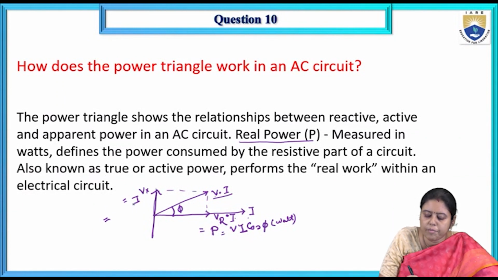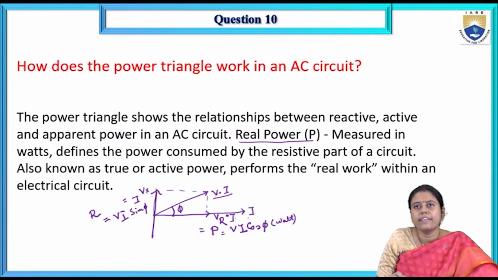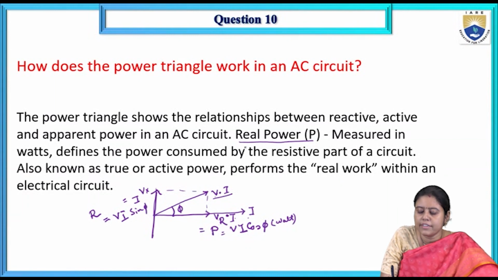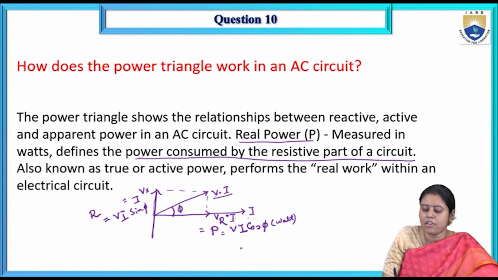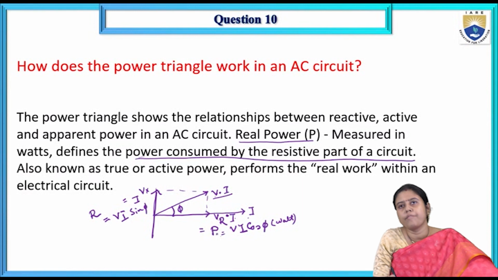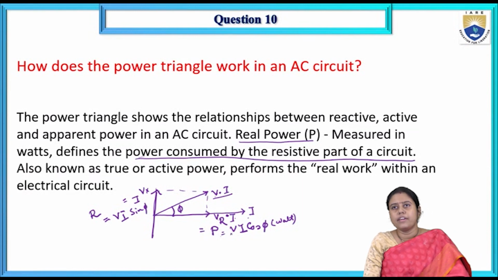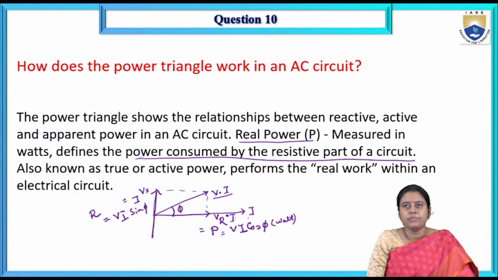What is the equation of reactive power? Reactive power we write by Q, so it is VI sin phi. VI sin phi is the reactive power. So define what is the real power? Real power is in watts and defines the power consumed by the resistive part of the circuit. You can see from the diagram that it is measured in the resistive part of the circuit.